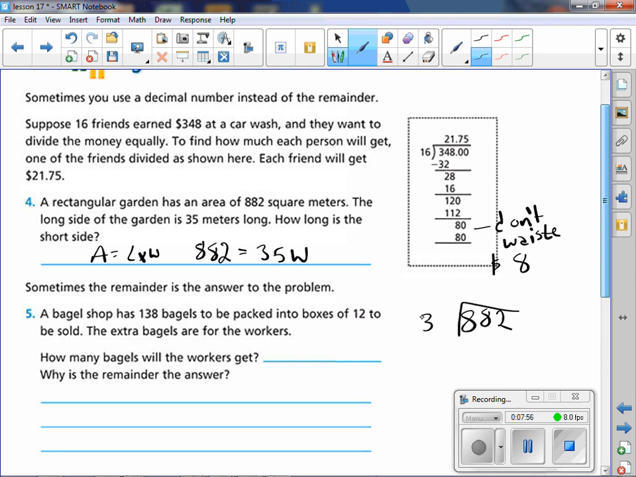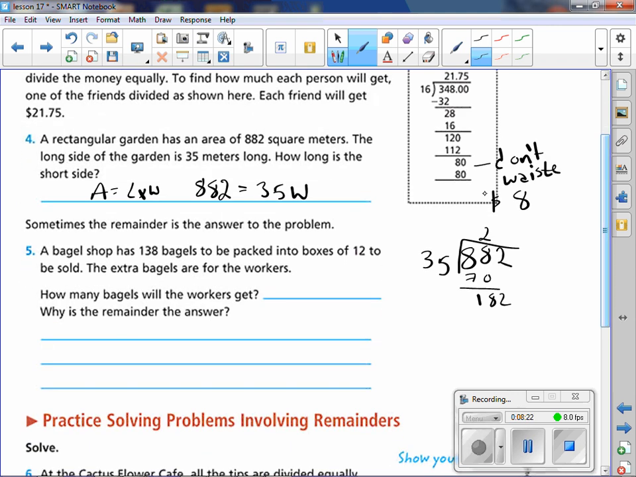If you guys want to pause the video at this point and go ahead and do that, that would be great. All right, welcome back. When you get back, you should see that 35 will go into 88 twice. 35 times 2 is 70. When I subtract out, I get 18. Bring down my 2. 182 divided by 35, or 35 times what equals close to 182? Hopefully you realize it's 5. Okay. 5 times 35 is 175.